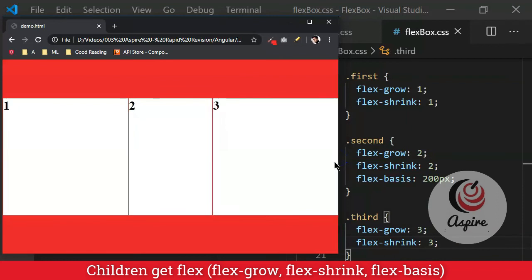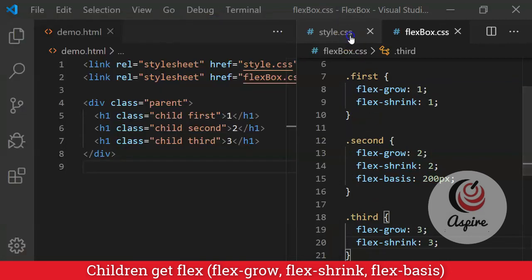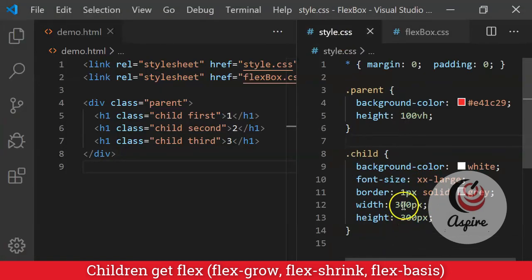Now let me reload the page. I have reloaded the page. At the normal position, once again, due to flex basis, this one is only 200 pixels and these are 300 pixels, because we have given their width as 300 pixels over here.